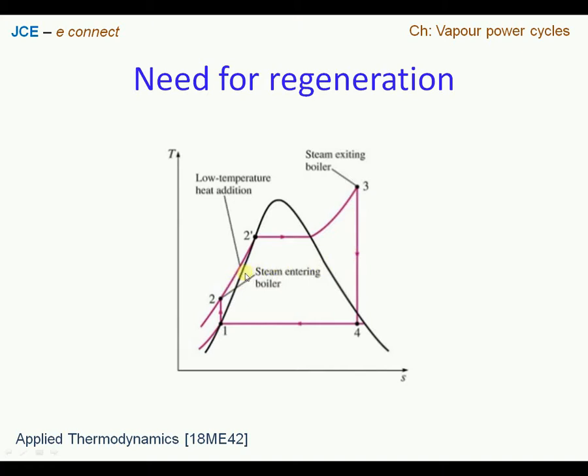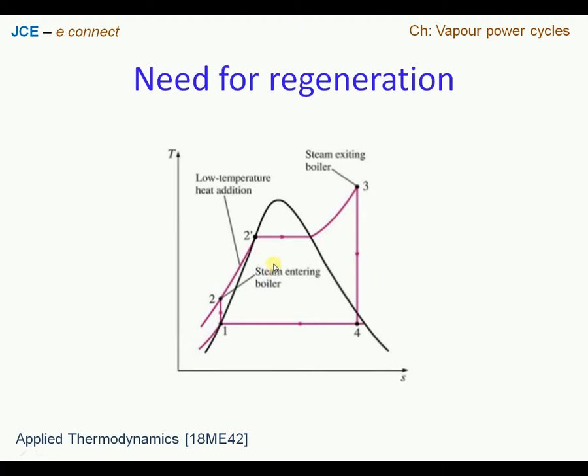and because of that the average temperature at which heat is added from the boiler will increase. So therefore this magnitude, whatever we have from 2 to 2 dash, will be shortened without compromising the heat addition to the cycle. So that way it will reflect in a rise in the thermal efficiency of the cycle. So that is the process of regeneration, or the regeneration method.